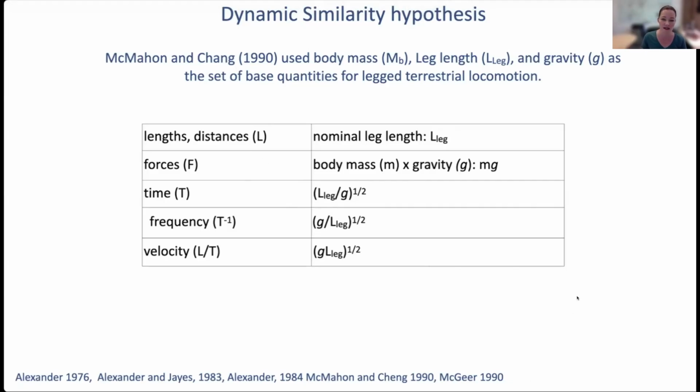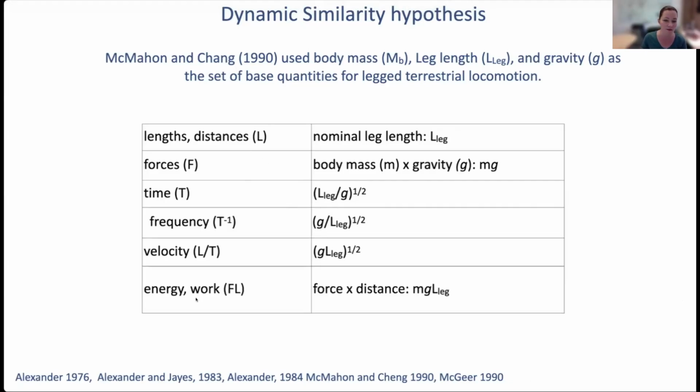These are some of the basic ones. You can also calculate, based on these same reasoning, how to normalize energy or work, right? I'm using simple terminology that I know Simon won't approve of here, but just trying to keep things basic for today. Work is going to be related to force times a displacement. And so we can use mgl to normalize energy and work values, okay?